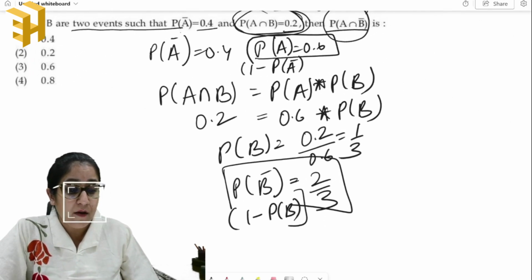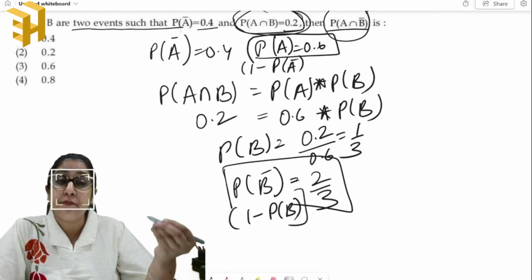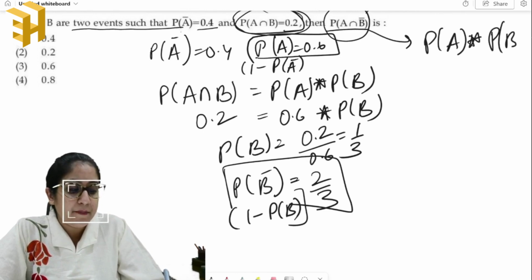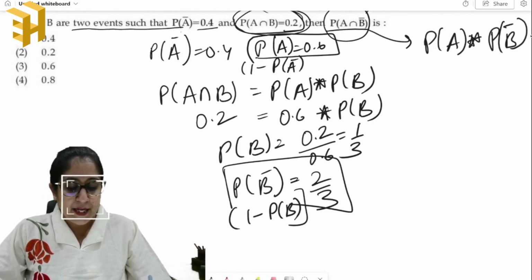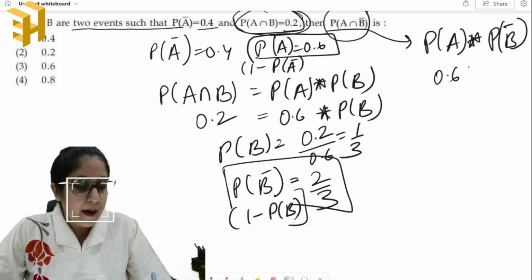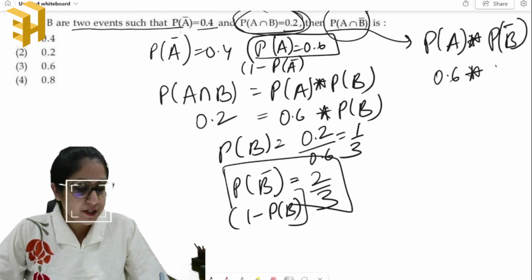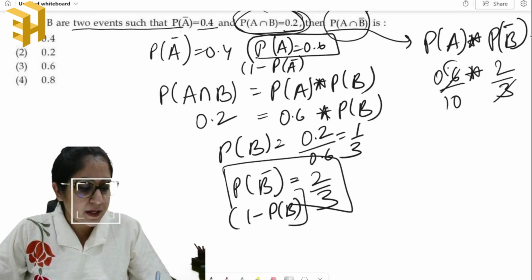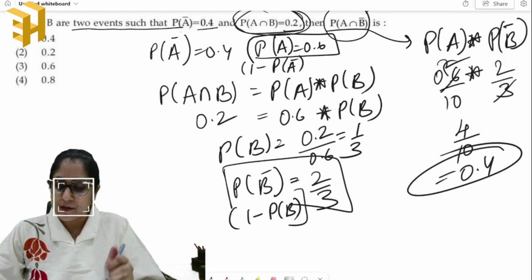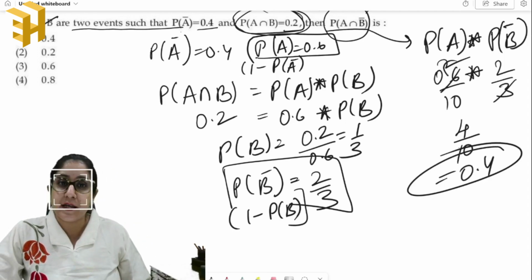Now I have to calculate P(A intersection B'), which can be calculated as P(A) multiplied by P(B'). P(A) is given as 0.6, multiplied by P(B') which is 2 by 3. Just simplifying this, we can say 2, so 4 by 10, which is equal to 0.4. So option 1 is the answer in this case.